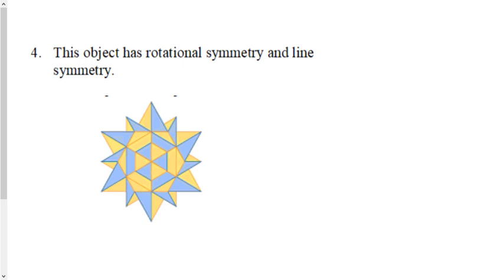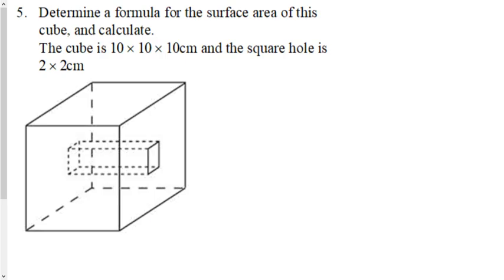And finally, this object has rotational symmetry and line symmetry. The answer is false. You cannot put a line anywhere where the reflected half will be identical to the other half because of the colors. Correct? So therefore the answer is false. It has no symmetry, both line or rotation. I'm sorry, it does have rotational symmetry. It does not have line symmetry. I think that's what we said. Is that what we said? Yeah, something like that.